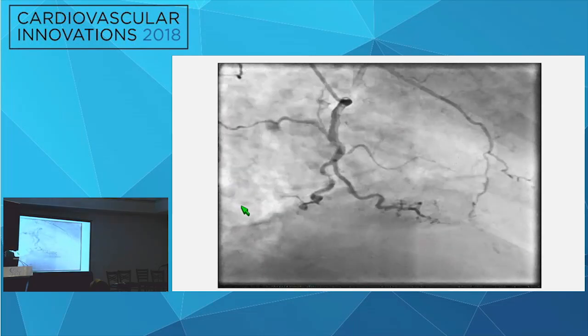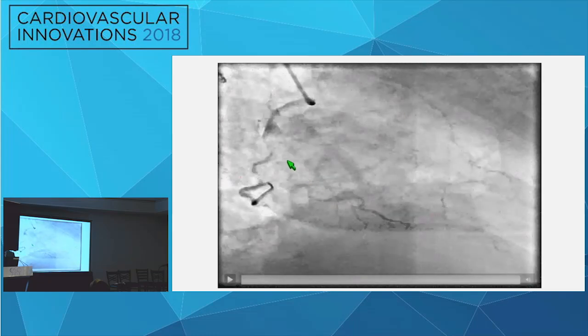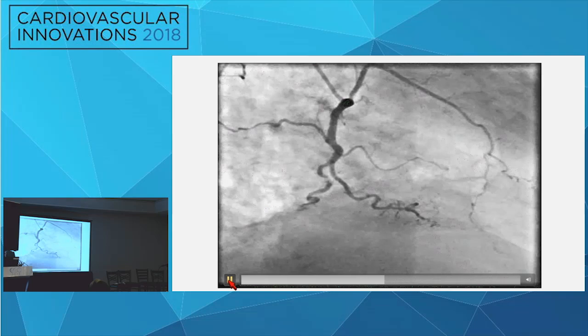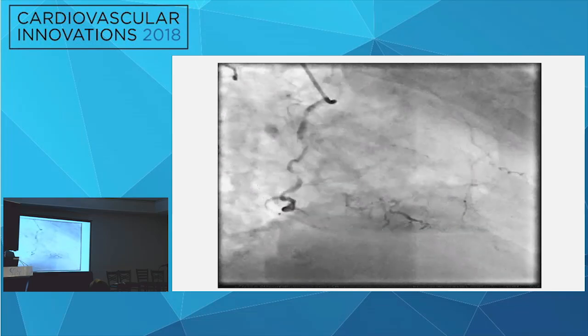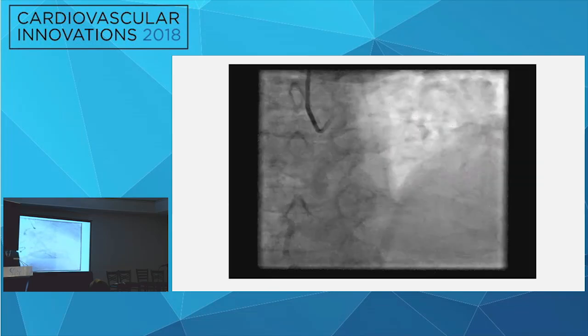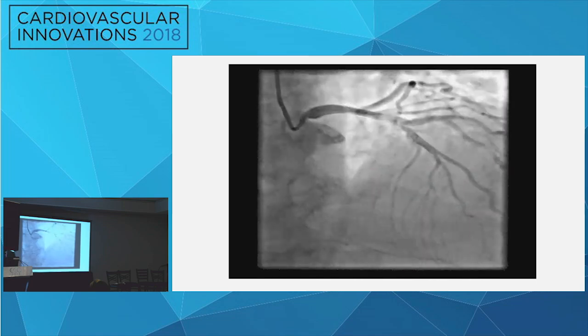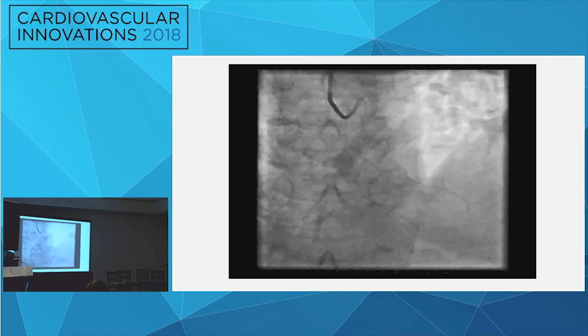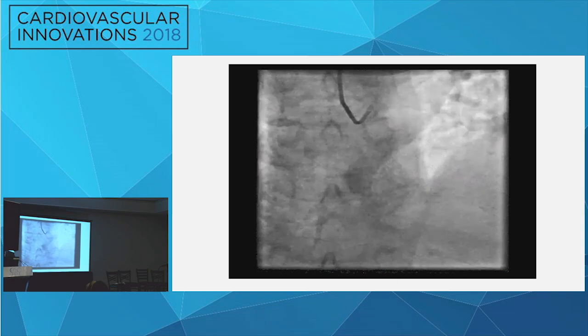This is an RAO view, which lays it out a little bit better. Again, you can see the tortuosity. Definitely a very tight lesion, though it is difficult to appreciate how calcified it is. This is the injection of the left coronary system on the initial angiogram, and you can see there are collaterals filling the right PDA and the PLV branches because of that subtotal occlusion.